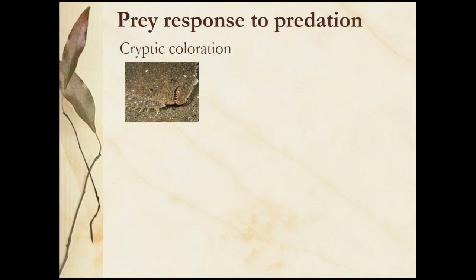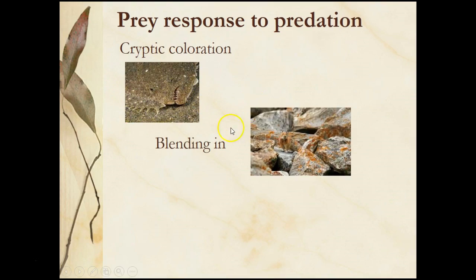That might be something like this little sand dab, a flat fish that lays up against the sand and really blends in. You can hardly see where the outline of that fish is. Blending in like the pika, and blending in is really just a form of cryptic coloration.